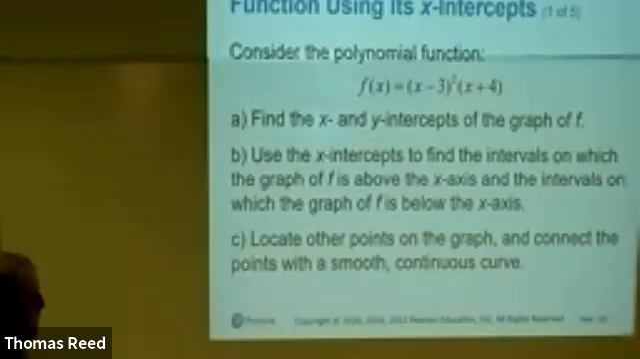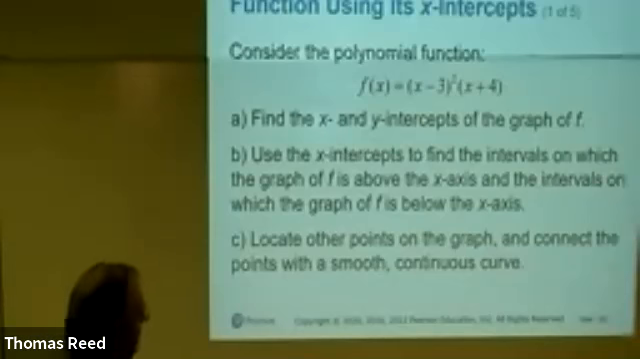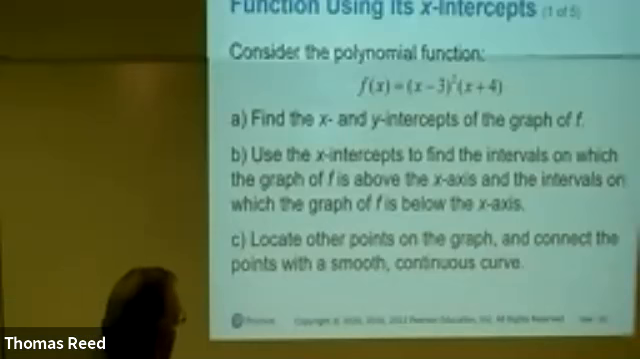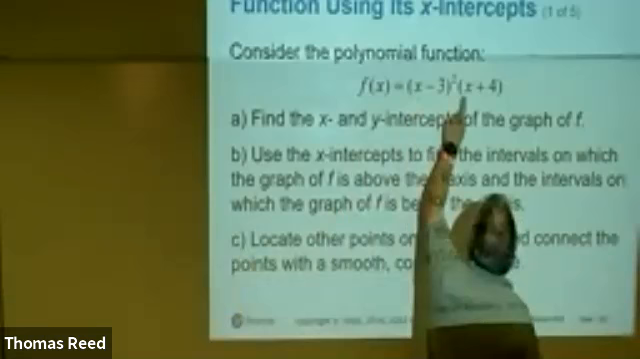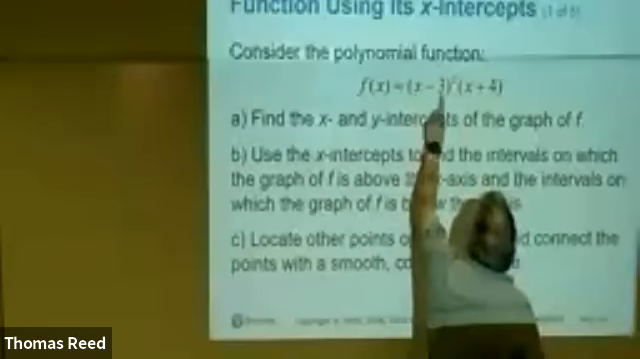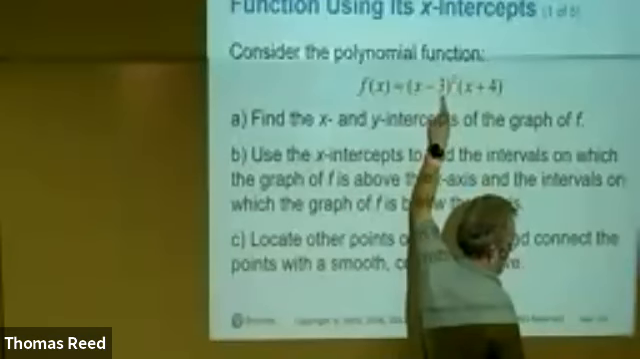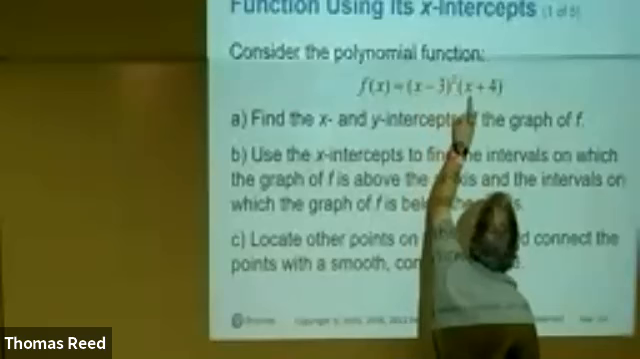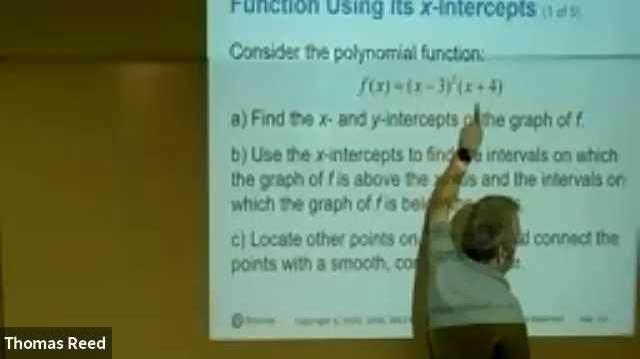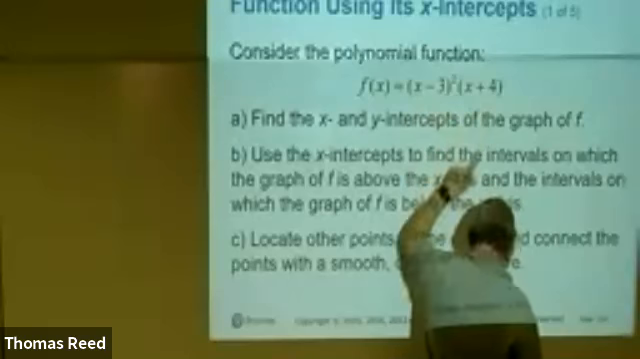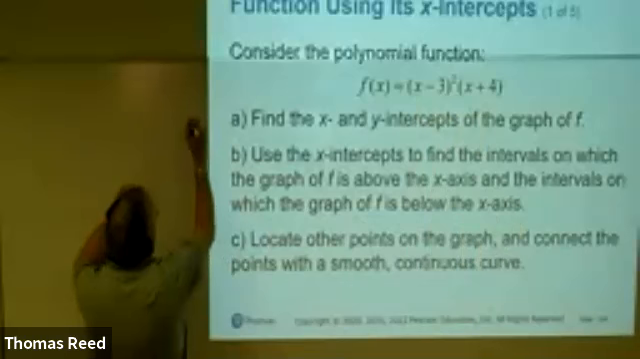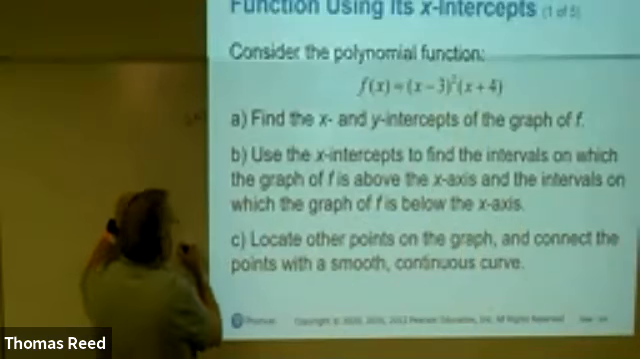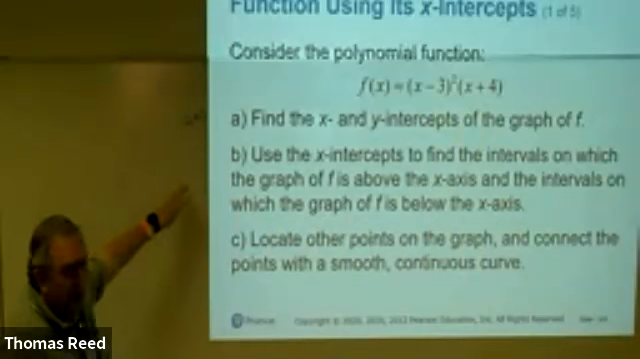Now the x and y intercepts. The y-intercept can be simply found by putting 0 in for x. So 0 minus 3 is -3. -3 squared is 9. 0 plus 4 is 4. So this is 9 times 4, which is 36. So we have the point (0, 36). I'm just going to be listing points over here that we can graph.